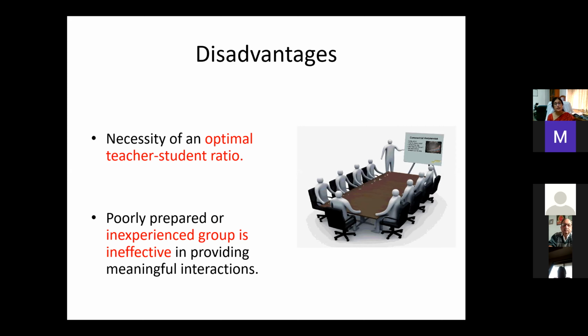Second important thing is that a poorly prepared or inexperienced group is ineffective in meaningful interaction. Now, most of us have gone through this. We keep seminars or tutorials, for example. We ask them to come prepared for a topic. Most of the time, what happens? The students don't read, they just come like that. And a tutorial, which should be a two-way dialogue, is ultimately converted into a lecture. Because of this, small group teaching ultimately becomes an ineffective tool, and the interaction is not that effective.